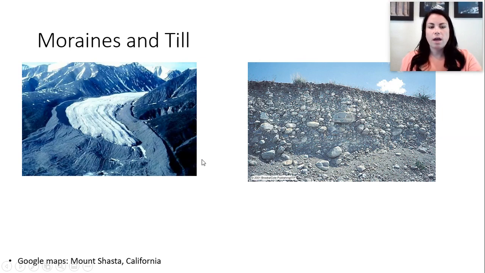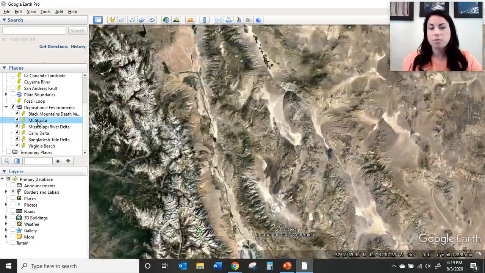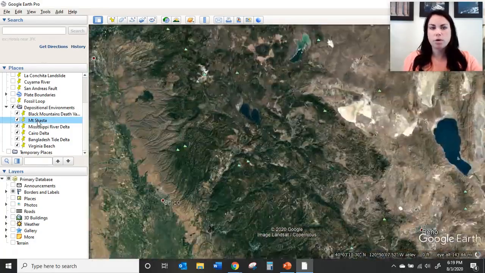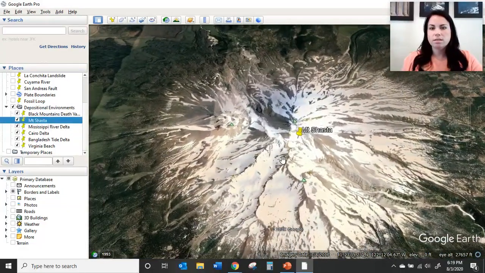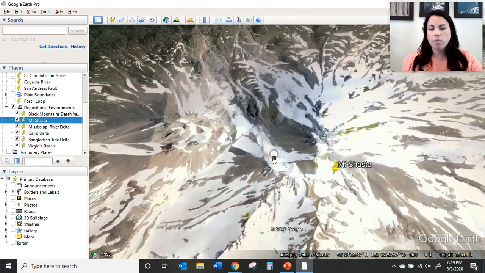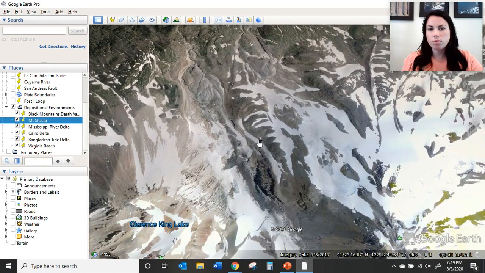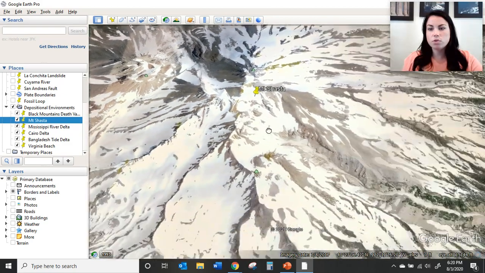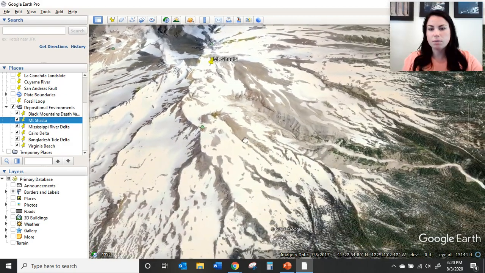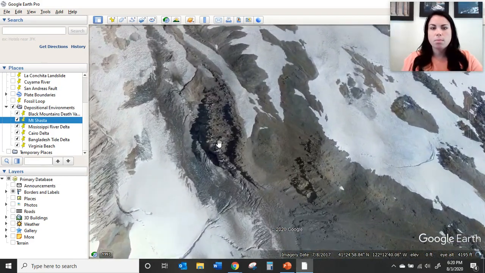So let's go take a look at Mount Shasta. So Mount Shasta is Northern California area. And if we go look at Mount Shasta here, this is a current view of Mount Shasta. And we can see where there used to be a glacier probably running right through here. And if you were to zoom in or spend time looking at any of the deposits here around Mount Shasta, you would see some of that rubble, those moraine deposits.